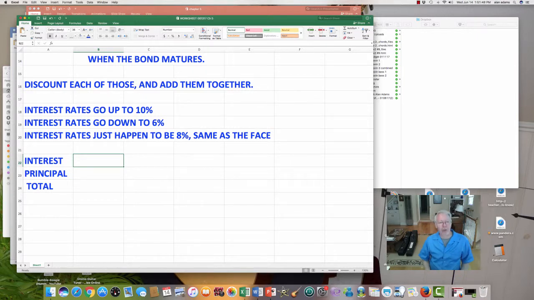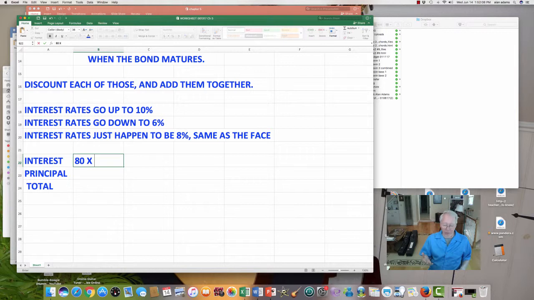Here's how the math works. Every single year, the interest, I always do the interest first. You don't have to, but I do. You know it's going to be 80. 80 bucks. You're going to get 80 bucks every year. Now, interest is an annuity. Every single year, you're going to get 80 bucks.